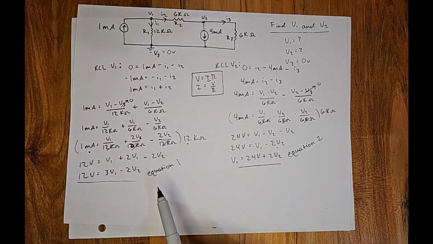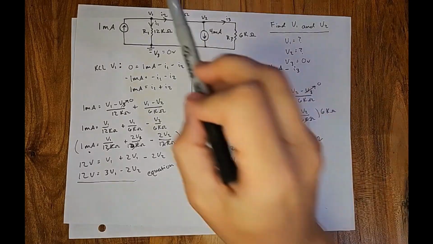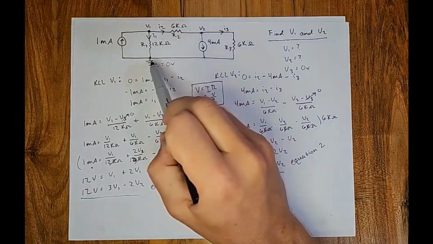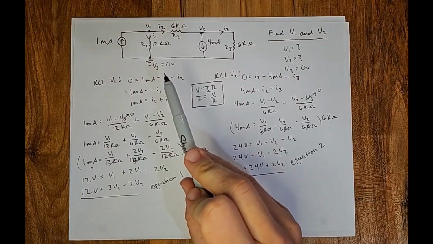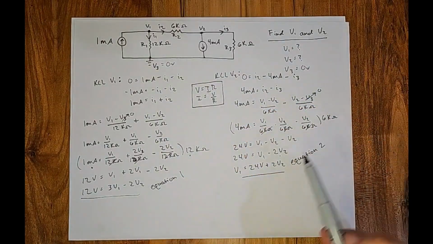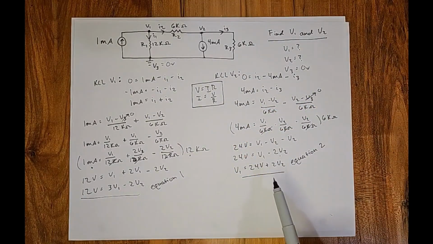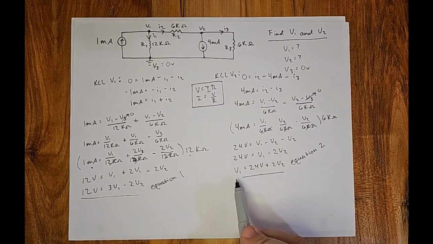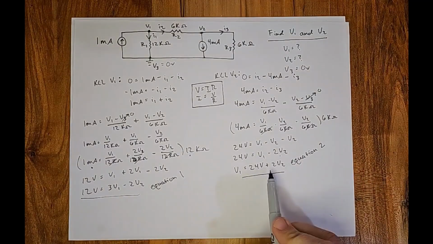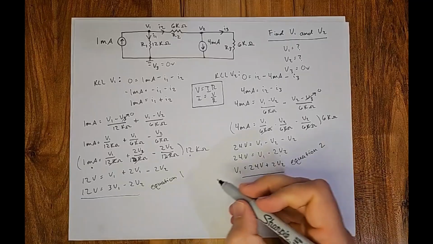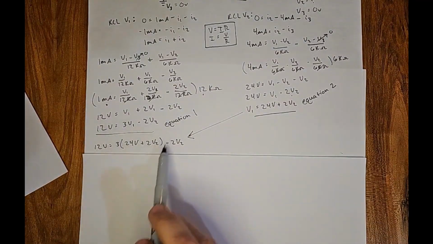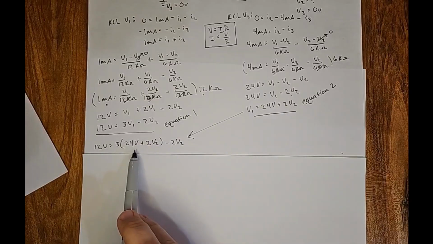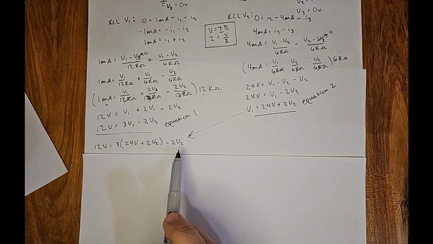Now we have a system of equations. Also, when you notice, we had 3 nodes, V1, V2, V3, and we have two equations to solve because they have two variables inside of them. V3 just disappears because it's equal to 0. So now we just need to solve this system of equations, and we'll have our answer. We already have V1, so let's plug equation 2, using what V1 equals, into equation 1. 12 volts equals 3 times what V1 equals from here, 24 volts plus 2V2, minus 2V2.